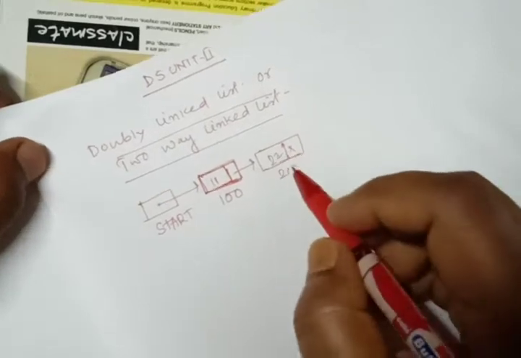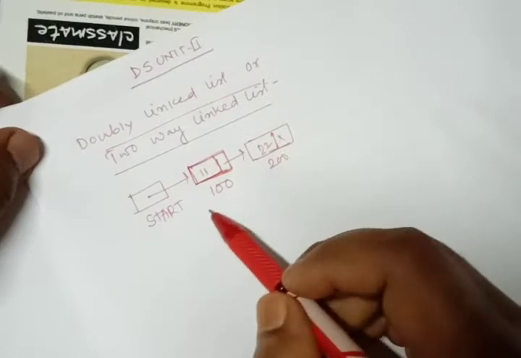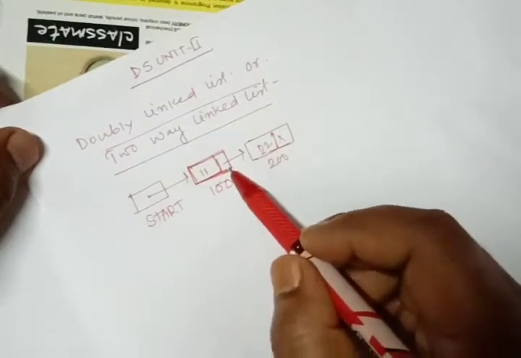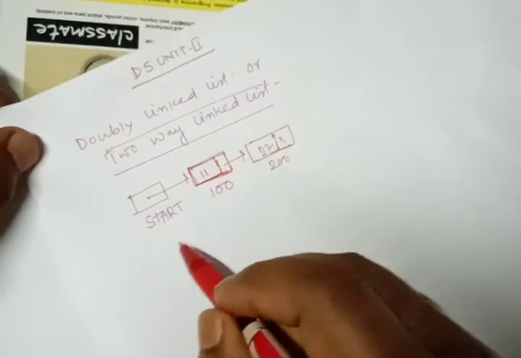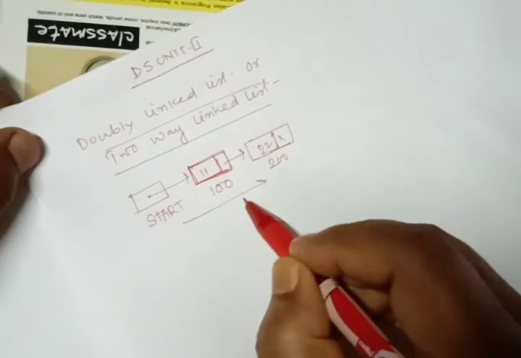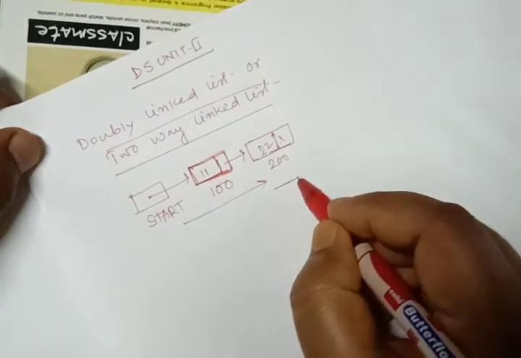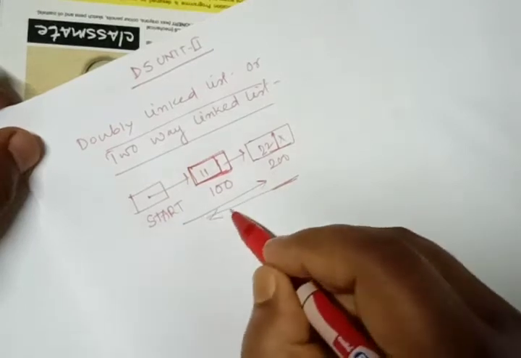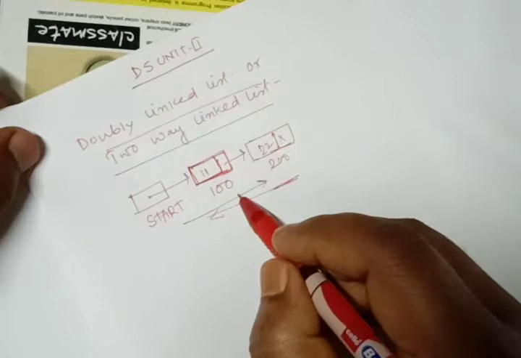Now in a single linked list or a one-way list, every node has a link to its next node, so we can traverse from one node to another only in one direction, and we cannot traverse back, that is from right to left. So we can solve this kind of problem using a two-way linked list.